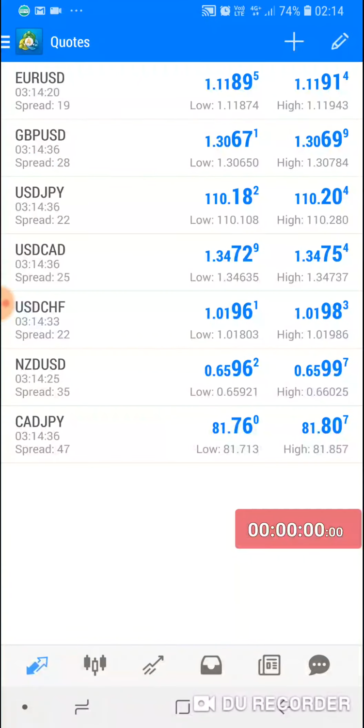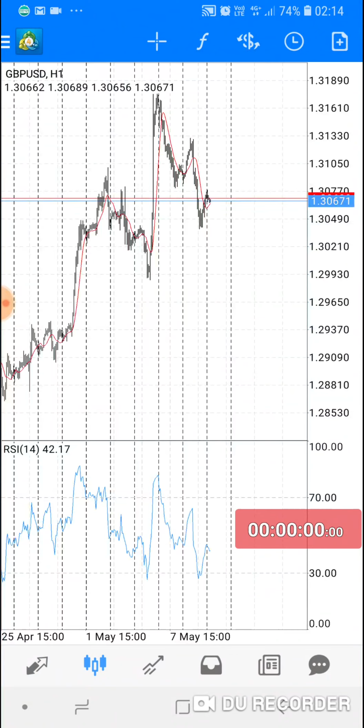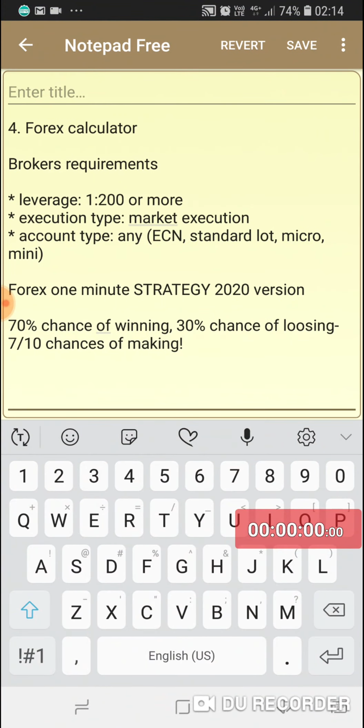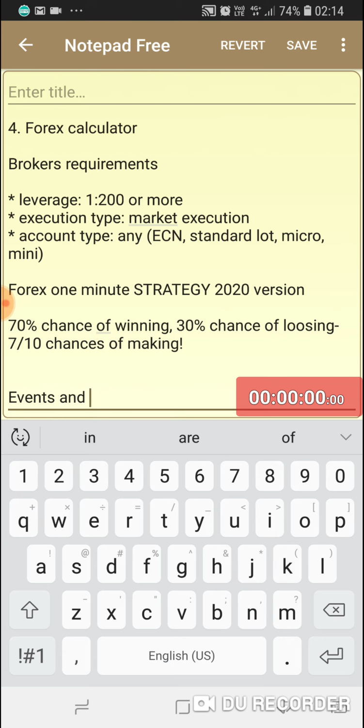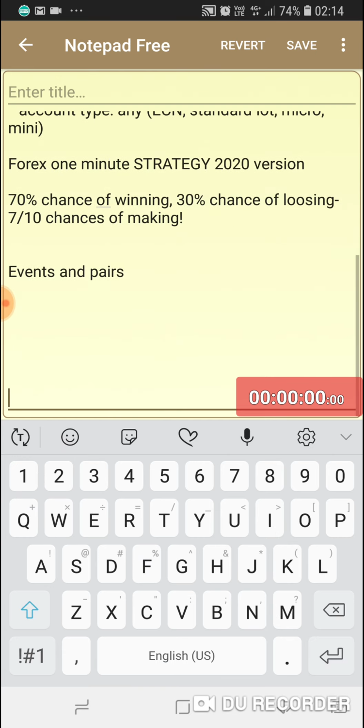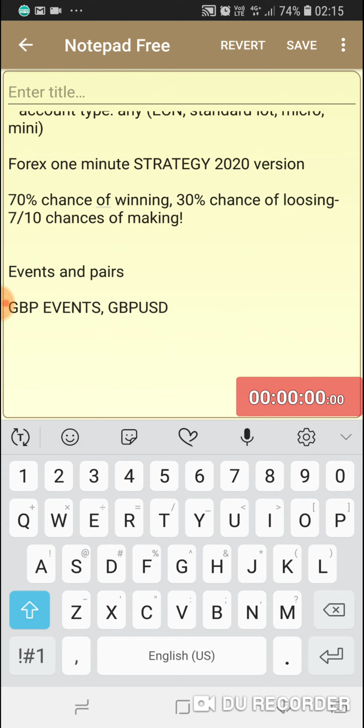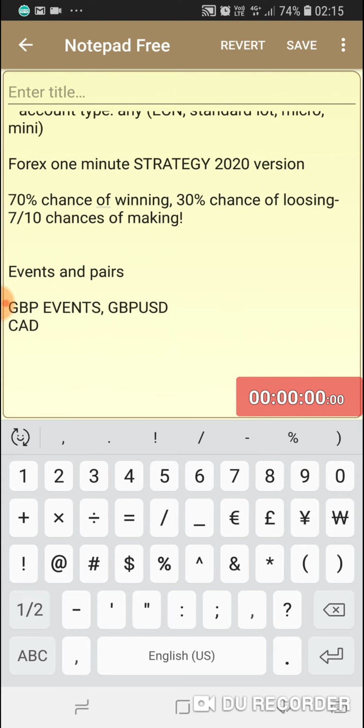10:30 on Friday. Now, before that, you need to understand this. If there's an event by GBP, just know that the pair is GBP USD. Let me put it on the notepad. Events and pairs, so that you don't have to ask questions like which pair should I use. So I'm going to make it simple for everyone. For GBP events, it's going to be GBP USD.